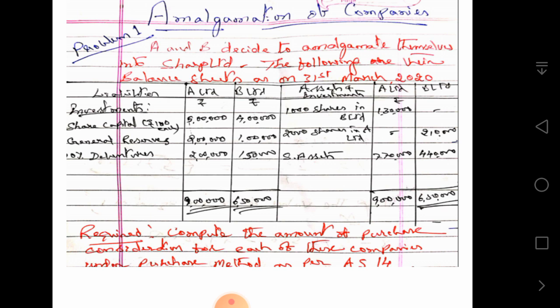Investments, share capital of 100 rupees each. A Limited 5 lakh, B Limited 4 lakhs, general reserves 2 lakhs and 1 lakh, 10% debentures 2 lakhs and 1 lakh 50,000, investments: 1,000 shares in B Limited 1 lakh 30,000, shares in A Limited 2 lakh 10,000, sundry assets 7 lakh 70,000 and 4 lakh 40,000. Required: compute the amount of purchase consideration for each of these companies under the purchase method as per Accounting Standard 14.